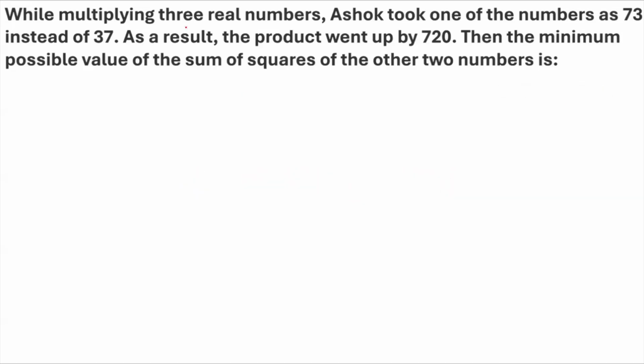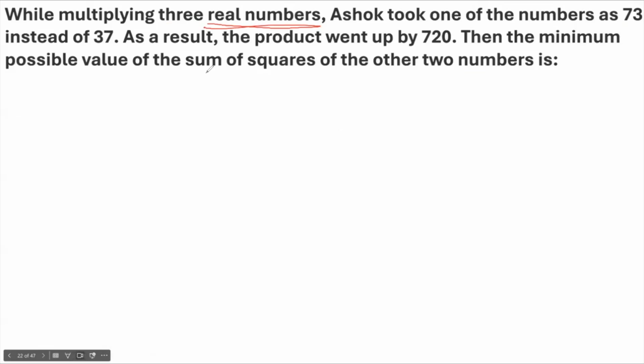All right, while multiplying three real numbers, Ashok took one number as 73 instead of 37. As the result, the product went up by 720. Then the minimum possible value of sum of the squares of the other two numbers is? So guys, there are three real numbers. Real numbers means they can be positive, negative, rational, irrational, any of them, right?